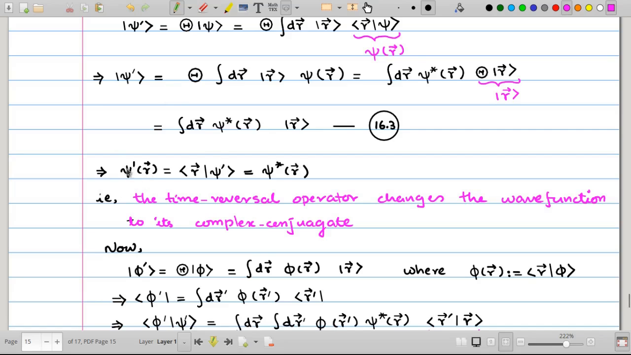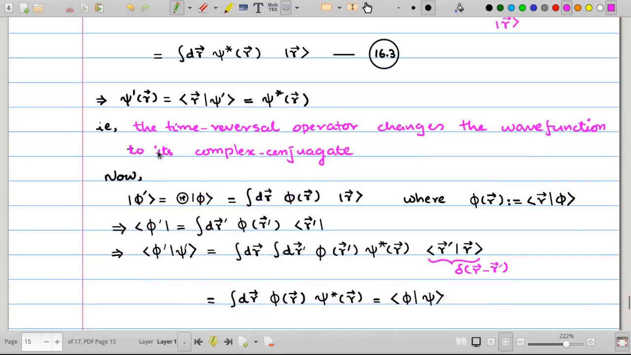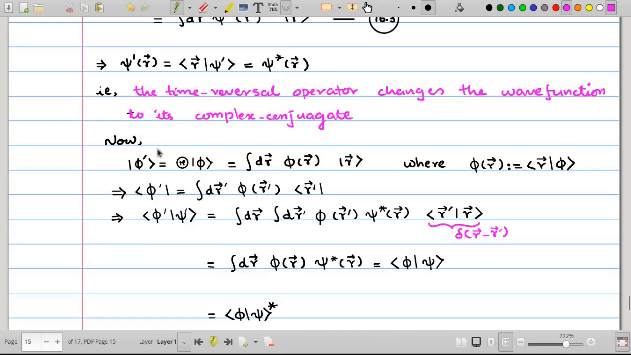Now we can construct the wave function psi dash of r, which is the inner product of position ket r with the transformed state psi dash, and which immediately gives back psi star r, because that is the coefficient of the position eigenket r in the linear combination. So we see that the action of the time reversal operator on the eigenfunctions in the coordinate representation is to simply change the wave function to its complex conjugate.